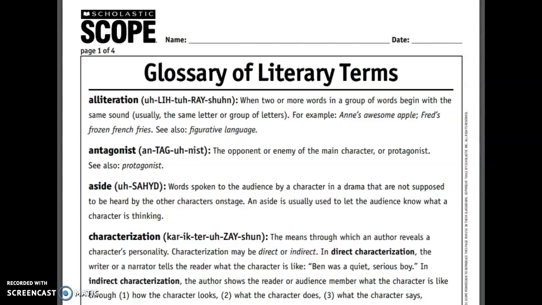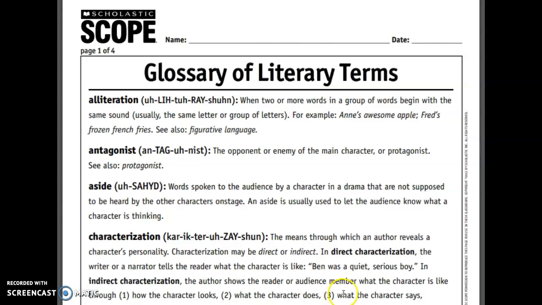The second term is antagonist. An antagonist is the opponent or enemy of the main character or the protagonist. The third term is aside. Words are spoken to the audience by a character in a drama that are not supposed to be heard by the other characters on stage. An aside is usually to let the audience know what a character is thinking.